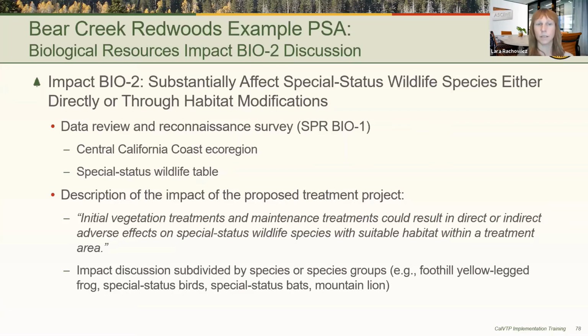As I mentioned for plants, similarly here, we conducted a reconnaissance level survey to assess the suitability of the habitat for special status wildlife. And finally, we created a species table containing 21 special status wildlife species that we determined have potential to occur based on the data review and the reconnaissance level survey. The description of the impact of the proposed treatment in the PSA states that initial and maintenance vegetation treatments could result in direct or indirect adverse effects on special status wildlife species with suitable habitat within the treatment area. Next slide.